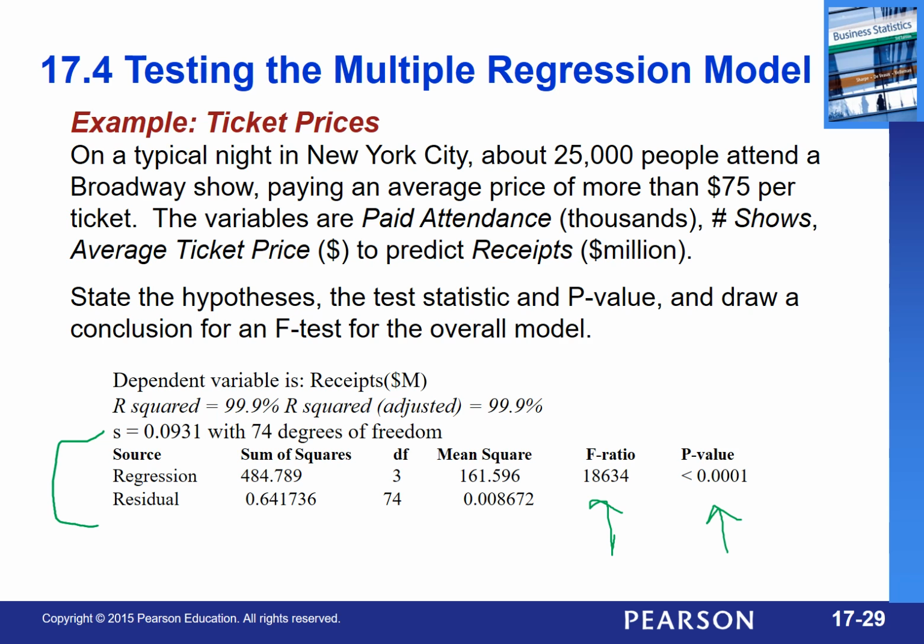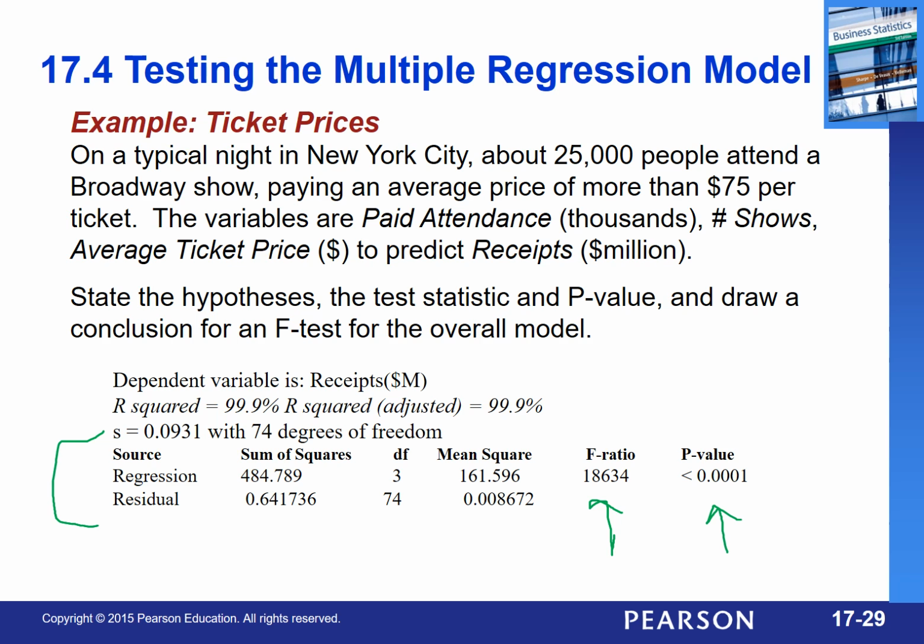So as you look at this, there's my F ratio. It's huge. One of the things that's important about F is the farther it is from 1, the more significant evidence you have that your model is doing a good job. And as you look at this, that F is huge.